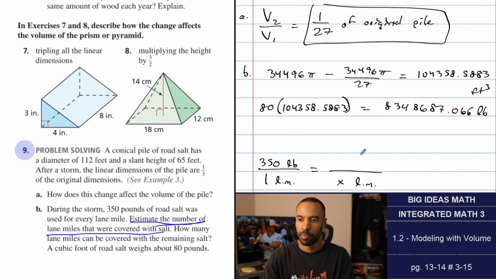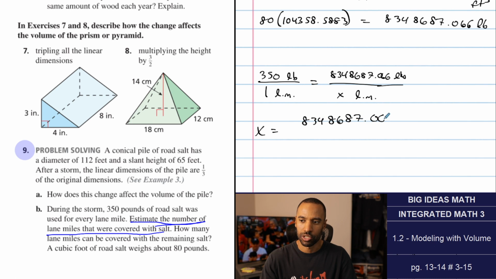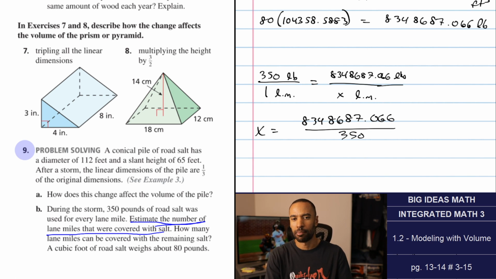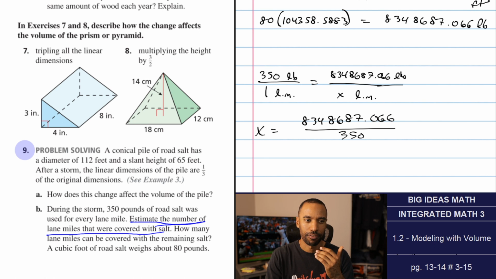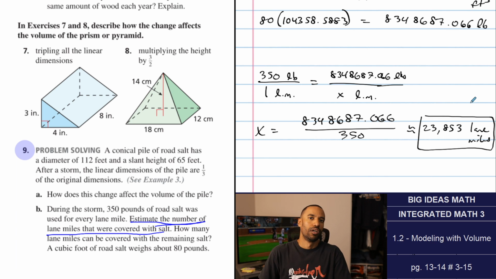8348687.066. It's a messy problem. So this many pounds, and if we cross multiply and divide, we're going to end up dividing this number by 350. So x, the number of lane miles, is 8,348,687.066 divided by 350. Here we're going to get the number of lane miles for everything that was blown over. We're getting 23853.39. I'll round, so 23,853 lane miles for all that was blown over there. Okay, so we have that.